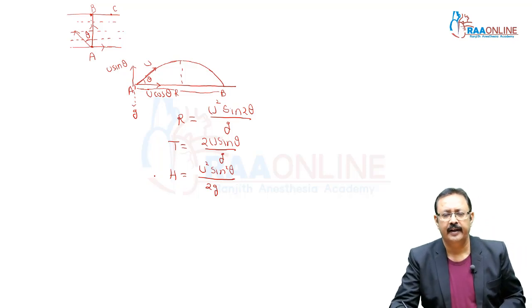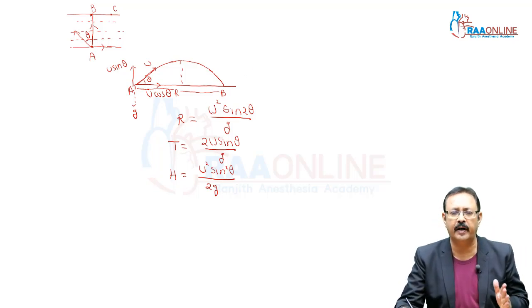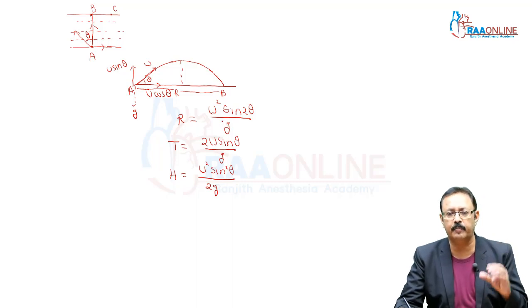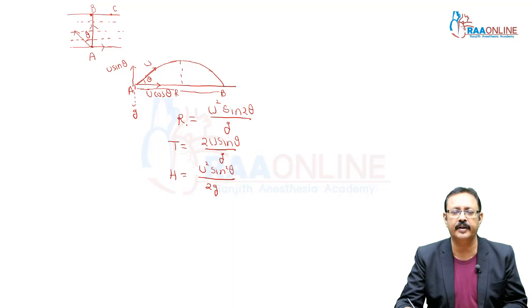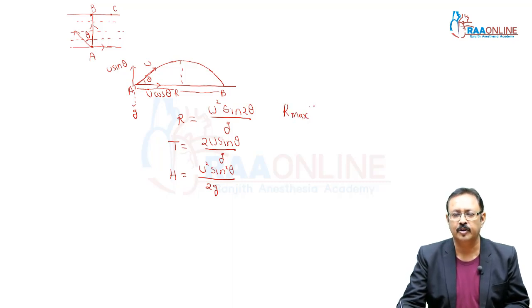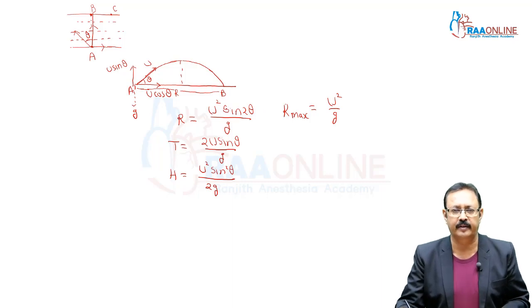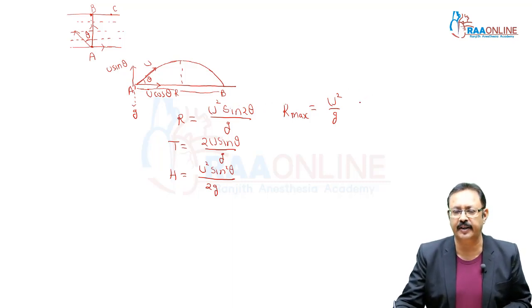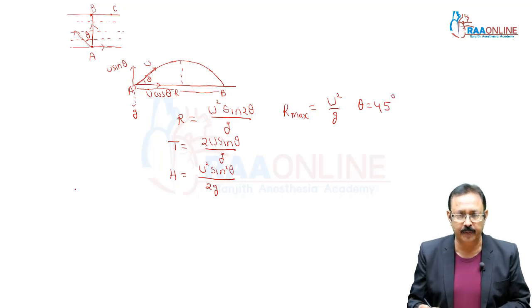Take care. You cannot increase u, your power is fixed. You cannot change g because it is constant for a particular place. Only if you want to increase R, you have to adjust this angle. And you know that the maximum value of sine of any angle is 1. So the maximum value of R can be u square by g. In this case, sin 2 theta should be 1. But sin 90 is 1. So theta should be 45 degrees.